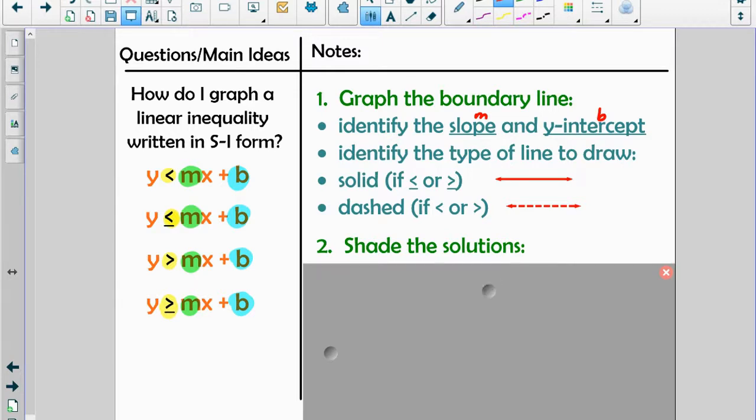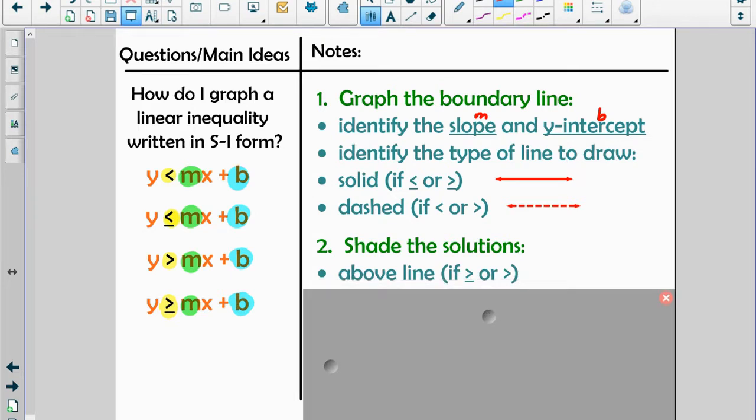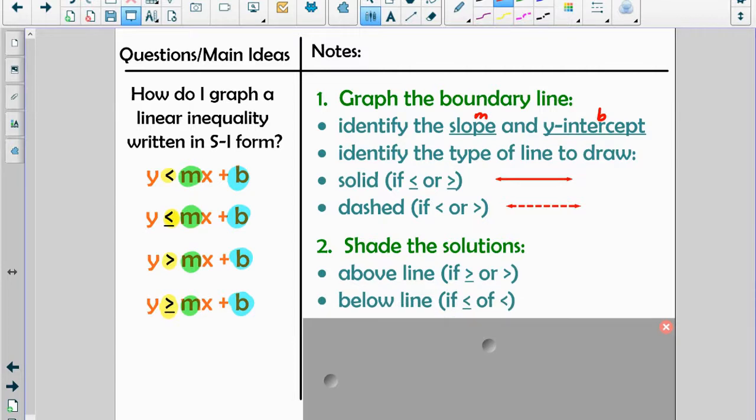There's actually a couple different ways to do that, but the easiest way to do that when it's in slope-intercept form is to look at the inequality symbol. If your inequality symbol is either one of the greater than symbols, so if it's greater than or equal to, or just the greater than symbol, we're going to shade above the line. So look at the half plane that's above the boundary line and shade that side. Then if it's either of the less than inequality symbols, we shade below the line. So if it's either less than or equal to, or just less than, we shade below the line.